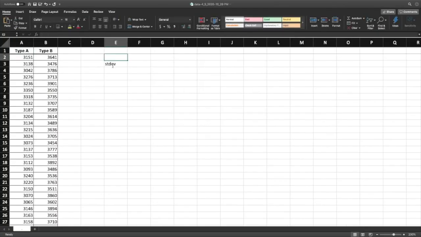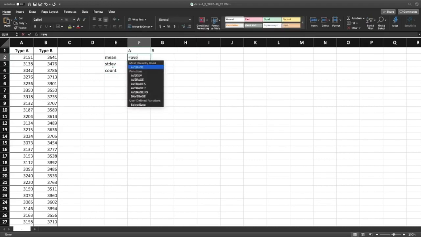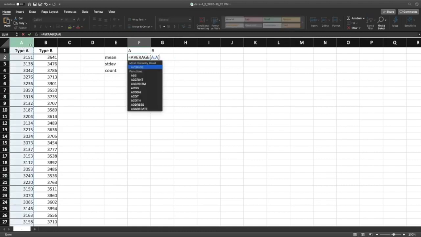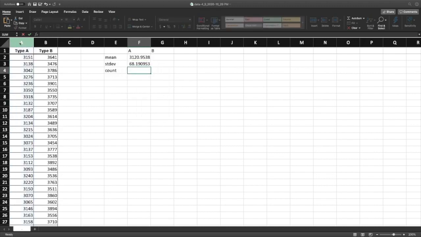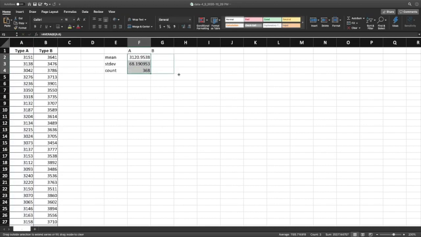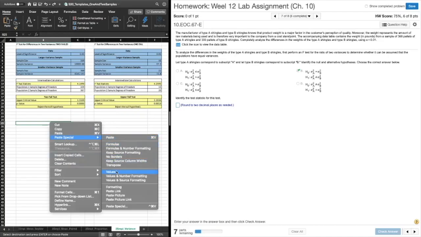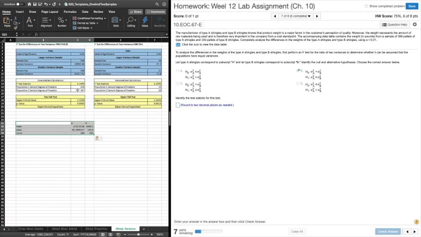Okay, we've opened our data. We're going to need the mean, the standard deviation, and the count, as always. Okay, this is the data we have. Let us copy this and paste it out there. Here, let me just paste the values so I can read them off easier.